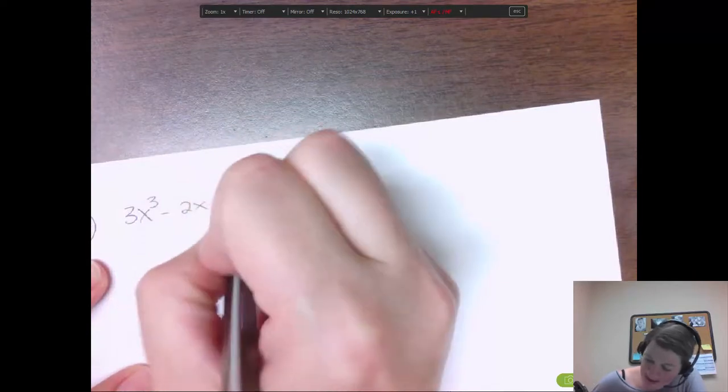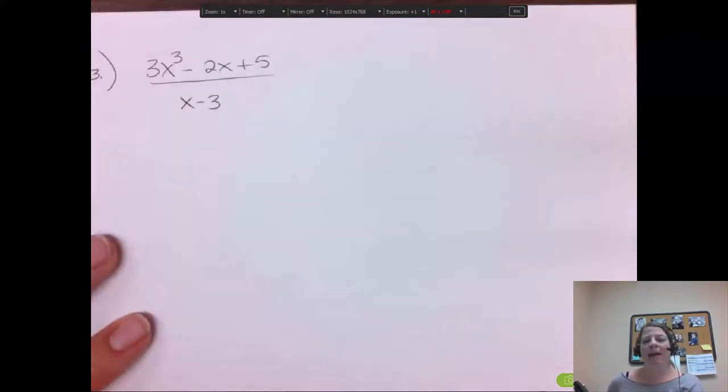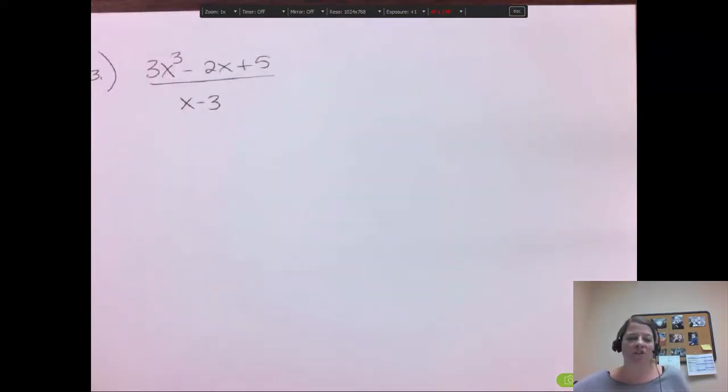Let's do another example, one with a remainder and with a placeholder. So what if I have 3x to the third, minus 2x plus 5, and I want to divide this by x minus 3?